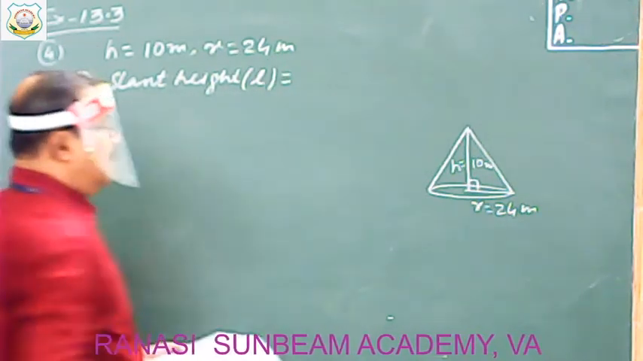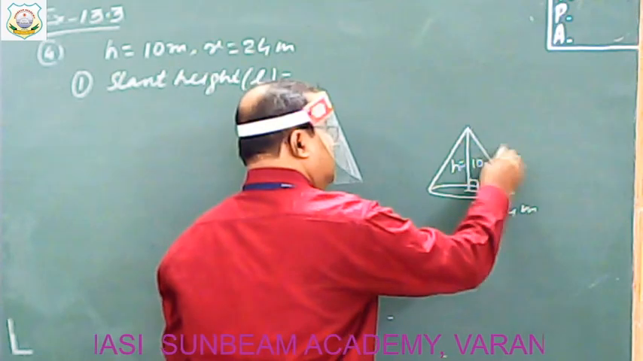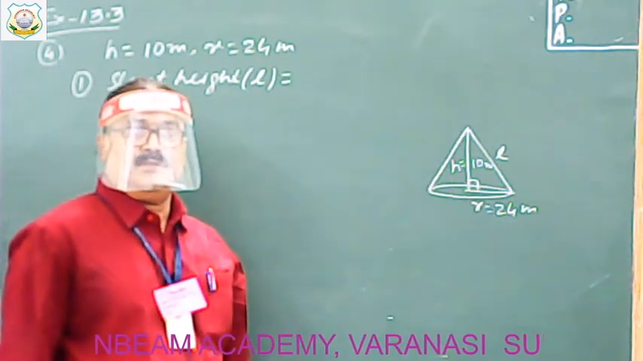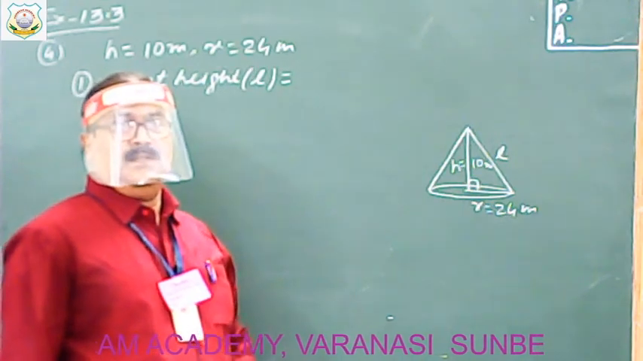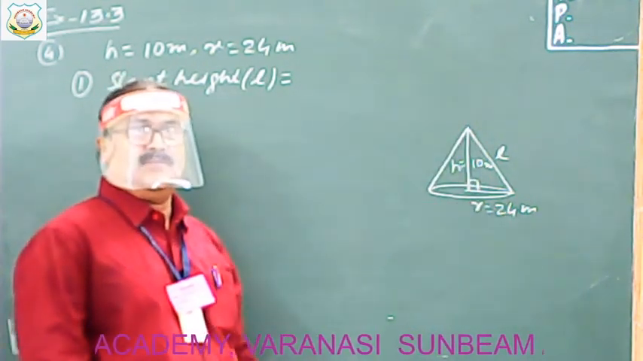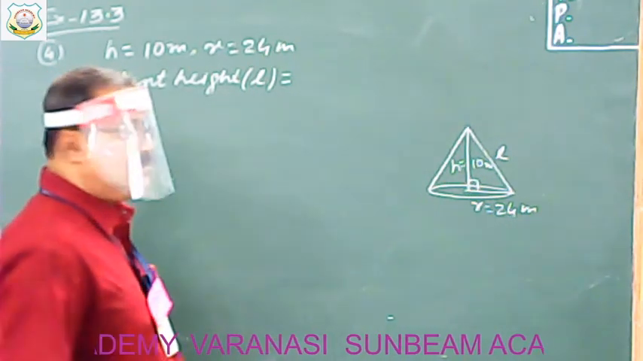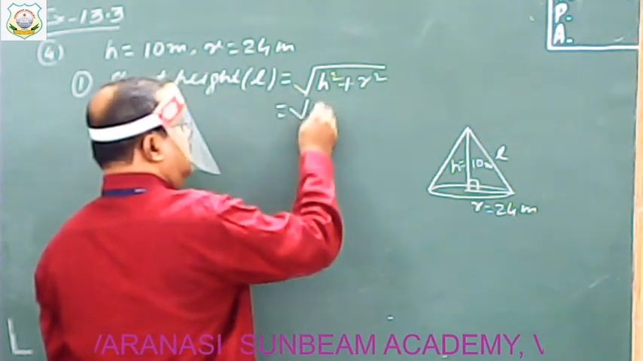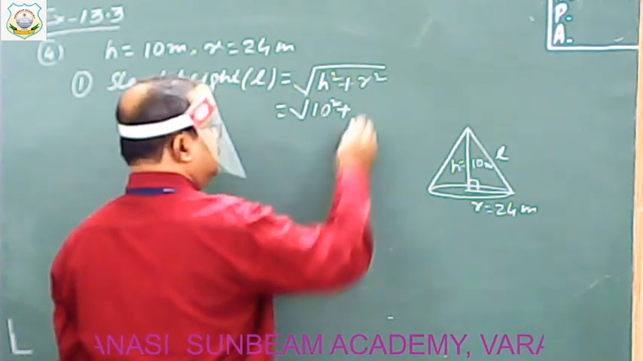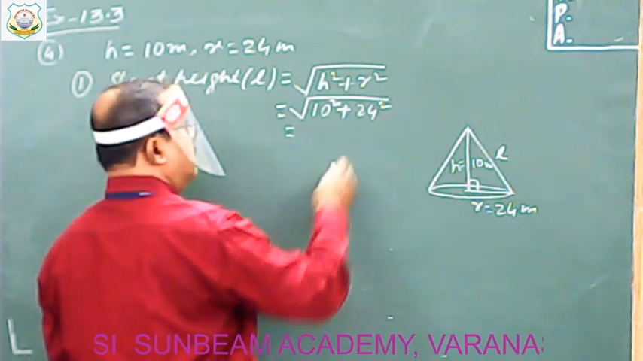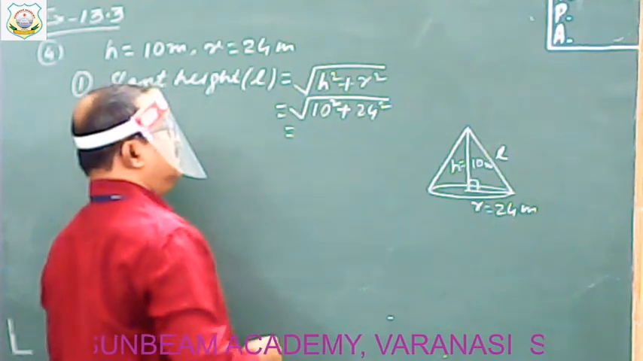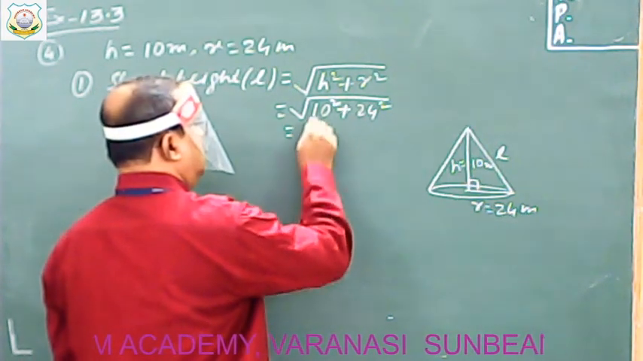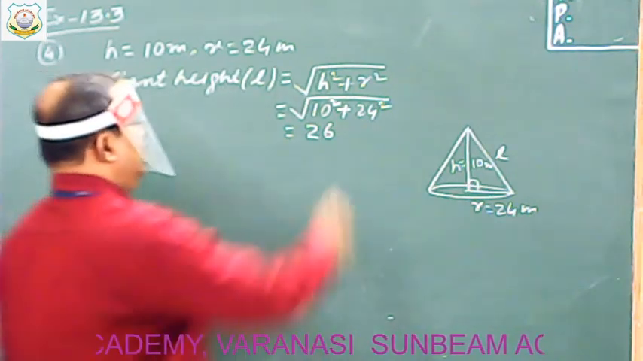How to find it? The slant height, as you know, comes from a right triangle. In any right triangle, you have to find one of the sides. So here we have to find the hypotenuse of the right triangle. So l equals the square root of h square plus r square, which is 10 square plus 24 square, 100 plus 576, that is equal to 26 units. So slant height will be 26 meters.